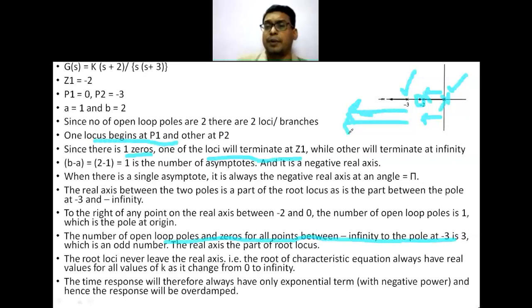Why is the real axis a part of the root locus? Because there is only one asymptote and it has the angle of pi. So it becomes the real axis. So the root loci never leave the real axis. That is, the roots of the characteristic equation will always have real values for all values of k, as it changes from 0, -3 to infinity.